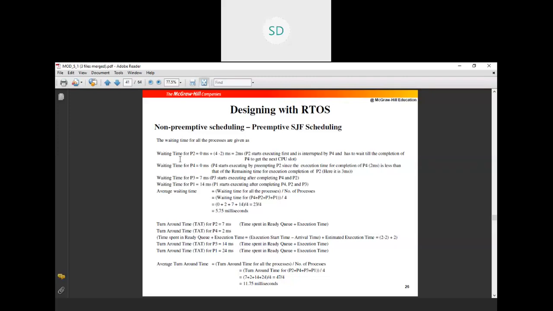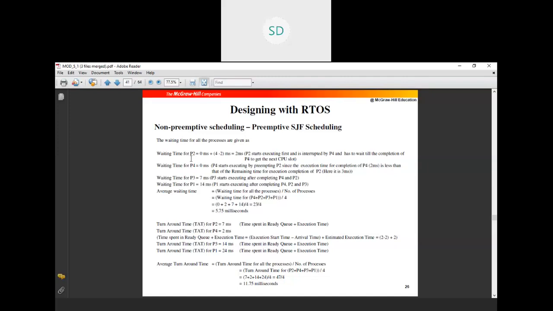Time required for a process to get the processor from the ready queue. Once that particular process enters the ready queue, from that time interval to the time where the CPU has been allotted for that process, that is nothing but waiting time. So first, let me calculate the waiting time for process P2. What is the waiting time for process P2?